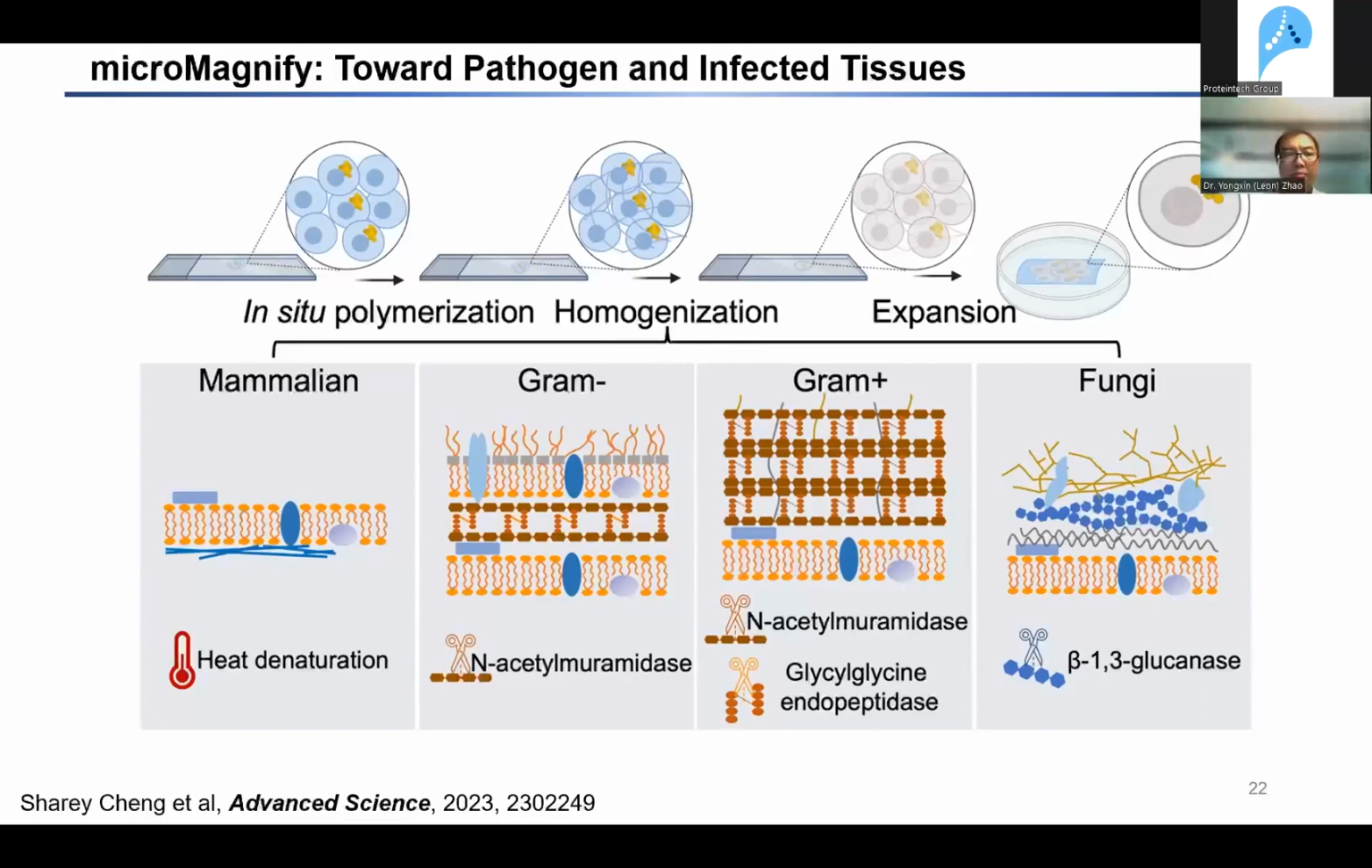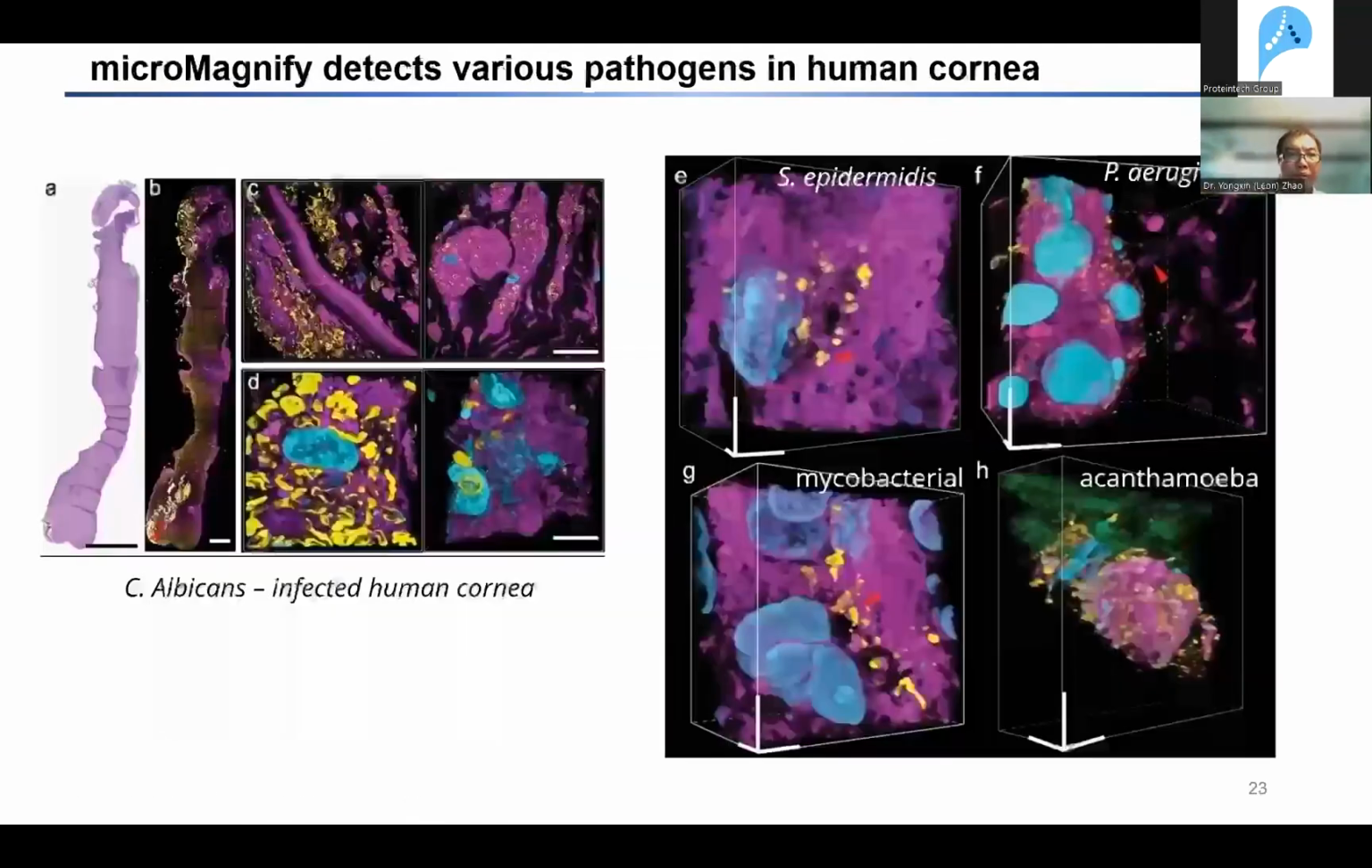So here we developed microMagnify. It's based on the Magnify approach. On top of that, we have a cocktail of cell wall digesting enzymes. By combining these two approaches, we can actually expand infected tissue or even a pathogen or biofilm itself. And here I'm just going to showcase one. For the other examples, feel free to check the paper that we published in Advanced Science. So this is actually one of the most difficult samples to expand.